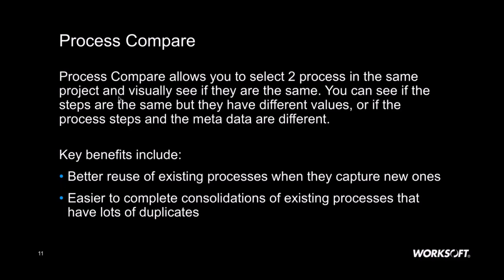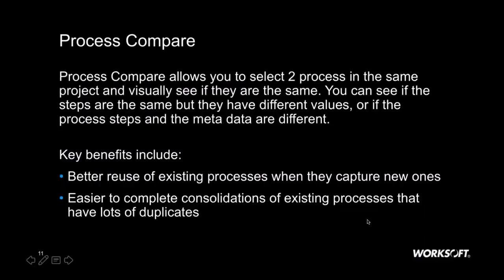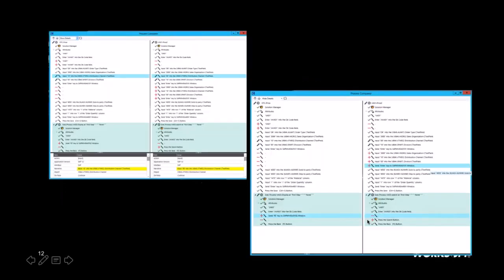So the idea is this will help you look at your processes and figure out, can I actually reuse one, or do I need a new process? So it helps you with some consolidation and cleaning things up. So in this picture we see I've got two processes compared, and I can see in this one there's details of how there's differences in steps and values highlighted, with and without the details window.